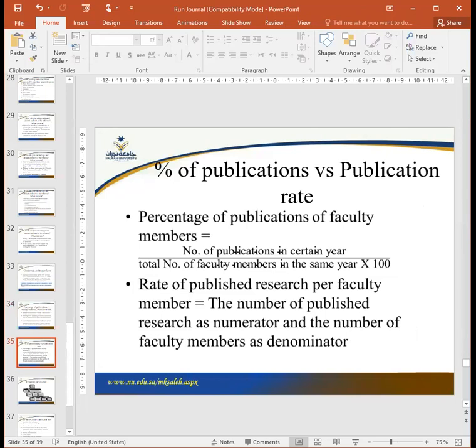So, the equation for calculating the percentage of publication of faculty members can be shown by this equation: the number of publications in a certain year over the total number of faculty members in the same year, multiplied by 100. But the rate of publishing research per faculty member is always the number of published research as the numerator and the number of faculty members as the denominator.